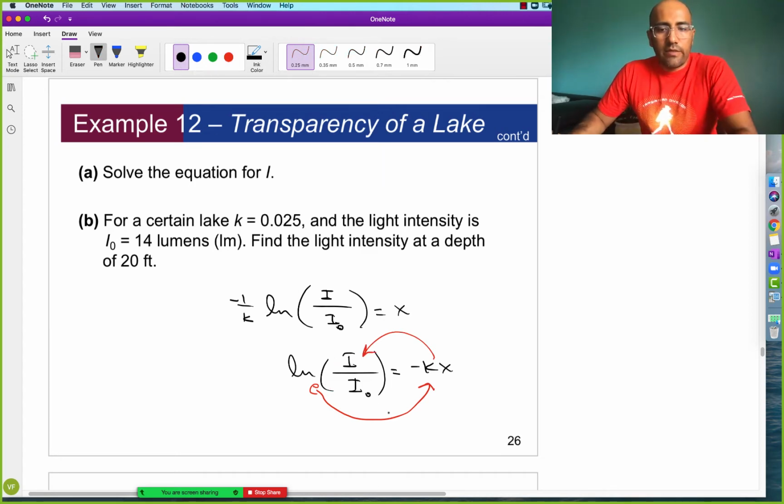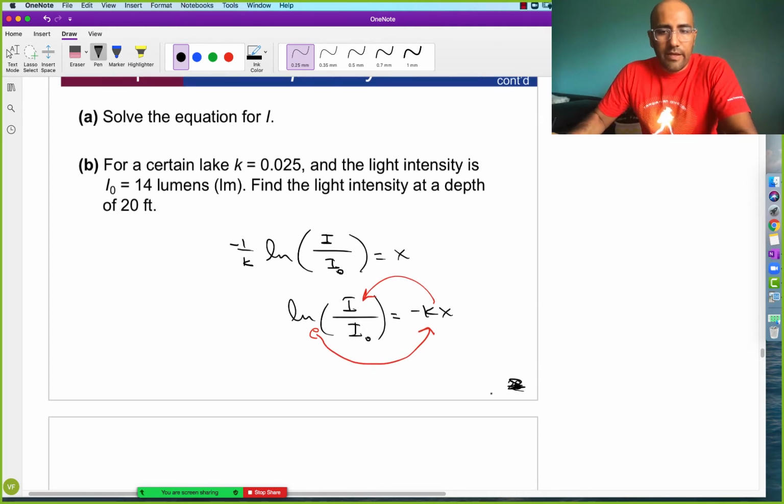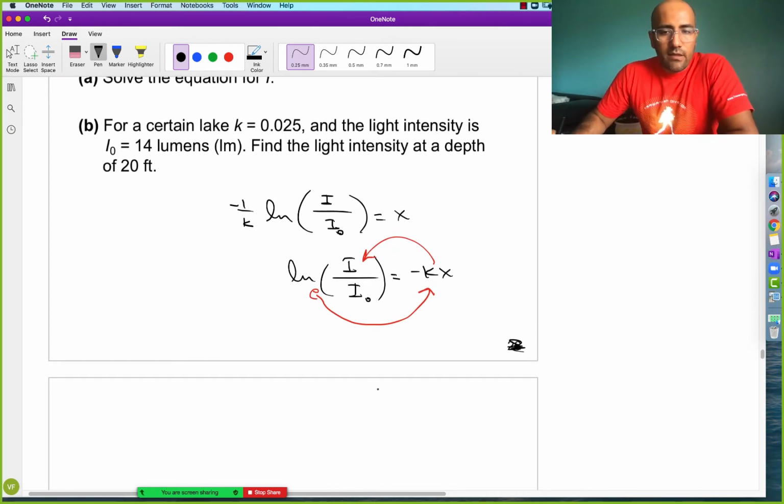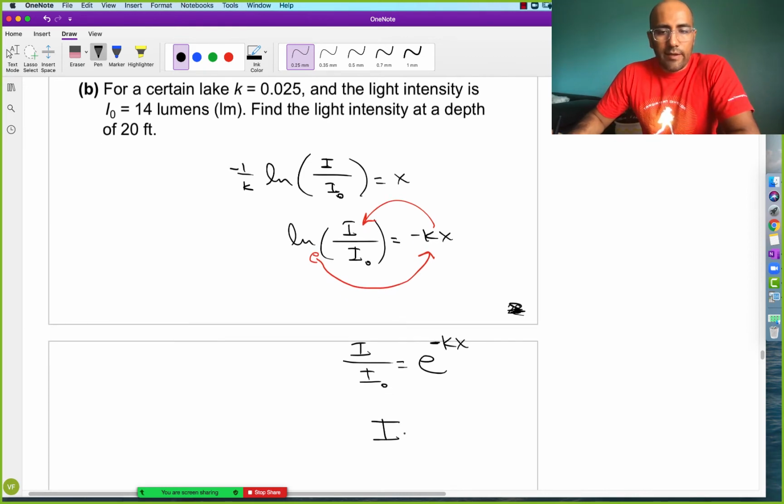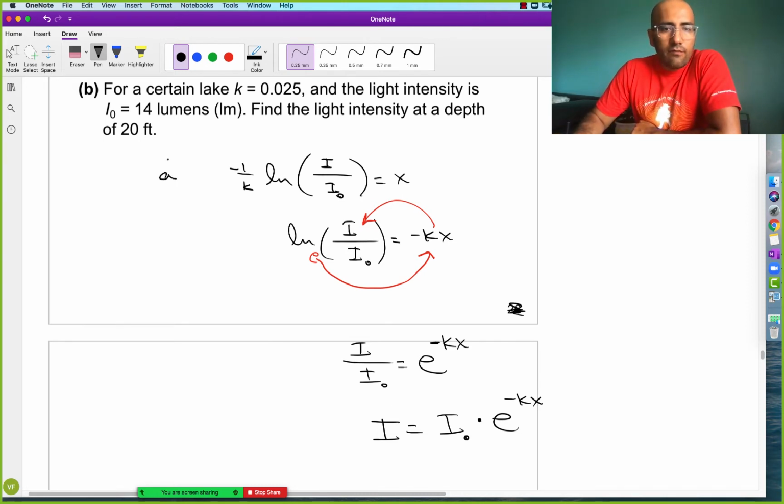So I can conclude that capital I divided by I naught is equal to e to the power of -kx. Good. And now if I multiply both sides by I naught, I've solved for capital I. Capital I equals I naught times e to the -kx. Good. So that's the answer to part A. Solve for capital I.